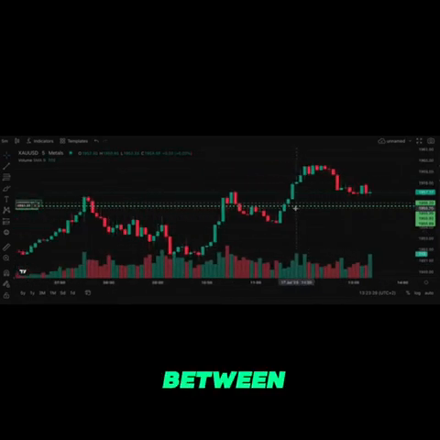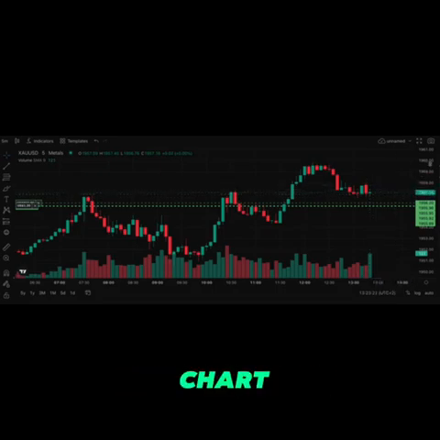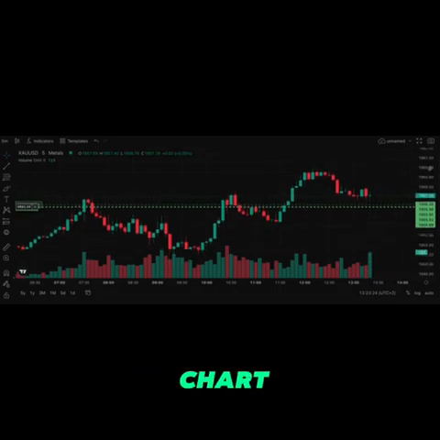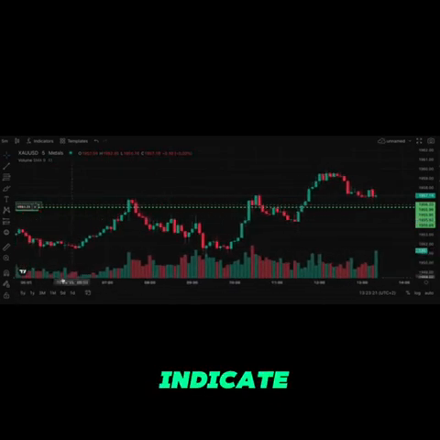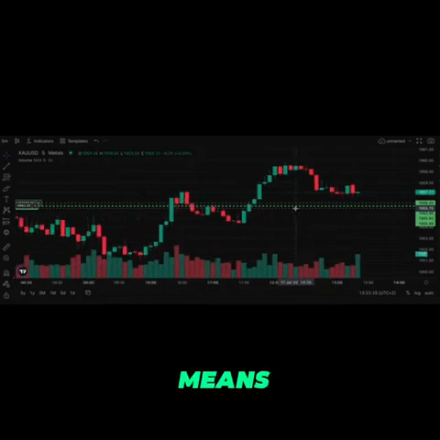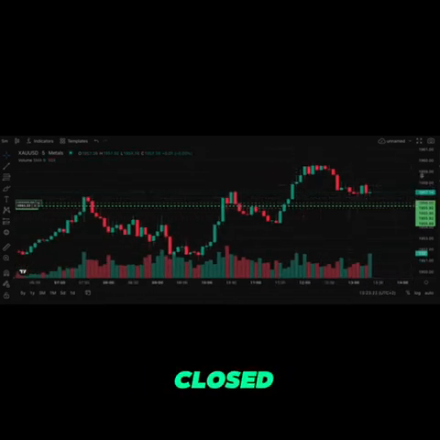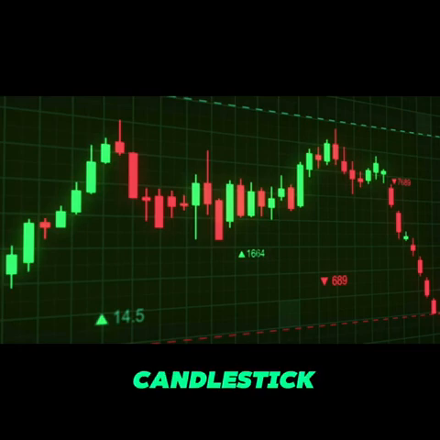The only difference between the bar chart and the candlestick chart is that the candlestick chart has a body and the bar chart does not. The red color is most often used to indicate a bearish candlestick, which means the price opened high and closed lower. A green candlestick represents a bullish candlestick and is the exact opposite.